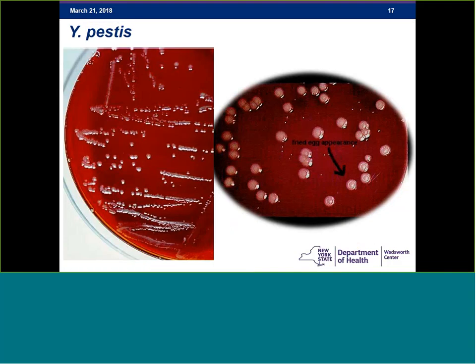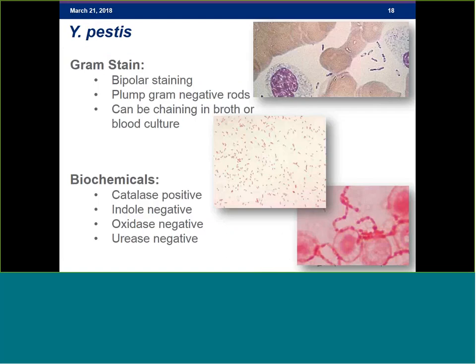Here you can see the fried egg appearance with little to no hemolysis. After approximately 48 hours, the colonies tend to be roughly 1 to 2 millimeters in diameter. Yersinia pestis on the gram stain will show plump gram-negative rods arranged mostly as single cells or pairs with bipolar staining, although that characteristic is not unique to this organism in comparison to the other Enterobacteriaceae.